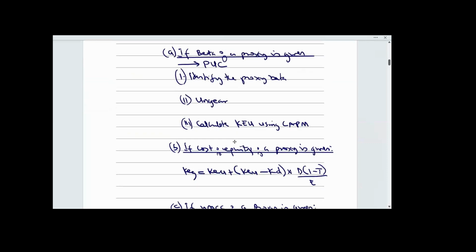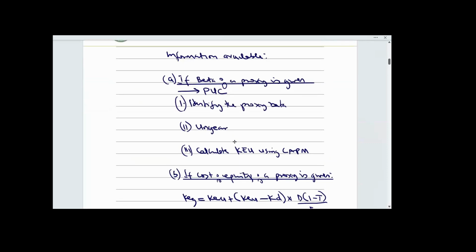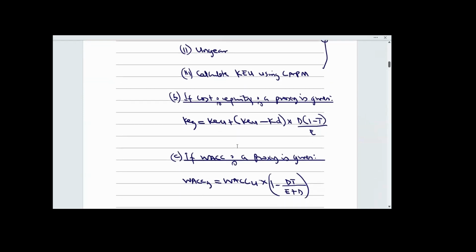Now, like I said, for this cost of equity on geared, only one of the three pieces of information will be given to you on the day of the exam. Once you can see in the question that you are given the debt beta or beta of a proxy company, that means you are supposed to follow these three procedures. But if in the question you are given cost of equity of a proxy company, then you need to use the Miller and Modigliani formula to calculate the cost of equity on gear.